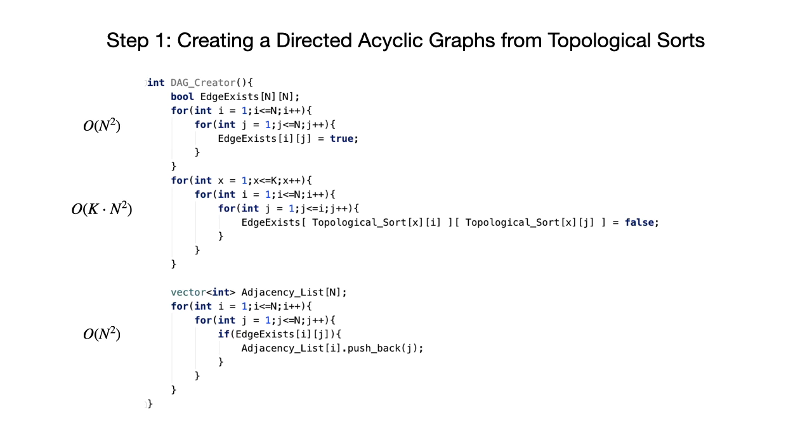So we can see that the time complexity of the first part is n squared because there are two nested loops that run from 1 to n. The time complexity of the second part is k into n squared because there are three nested loops. First x runs from 1 to k, then I runs from 1 to n, and then j runs from 1 to I. So therefore order of k into n squared. And the final loop is also order of n squared because there are two nested loops. I runs from 1 to n and j also runs from 1 to n, so therefore order of n squared.